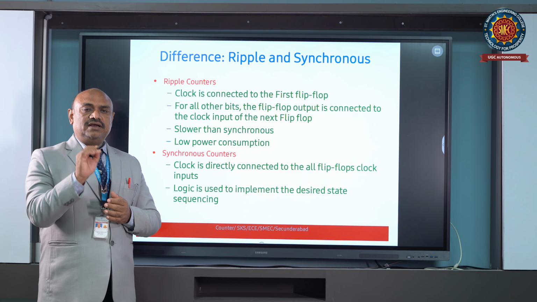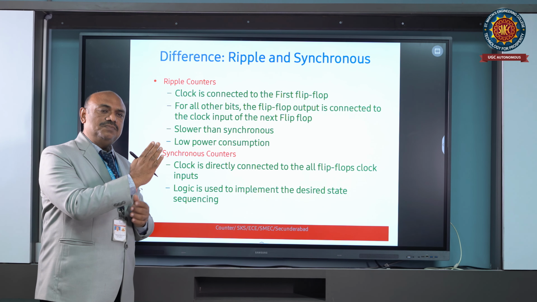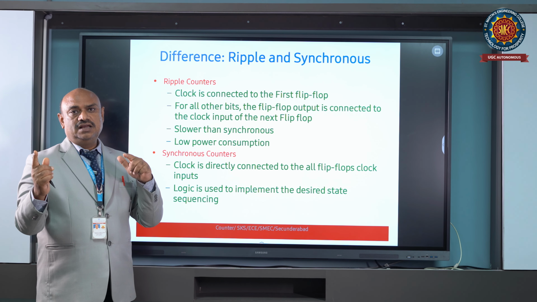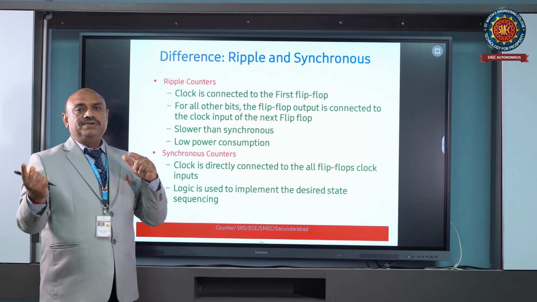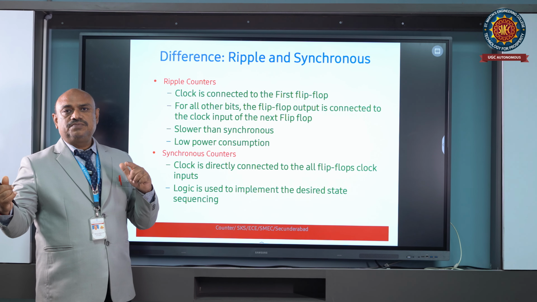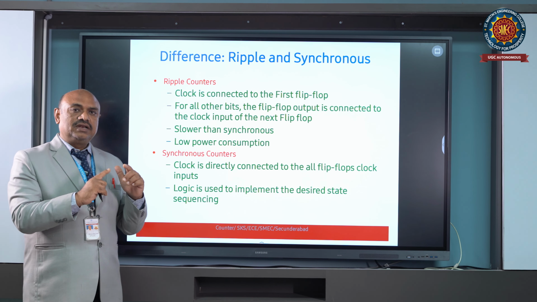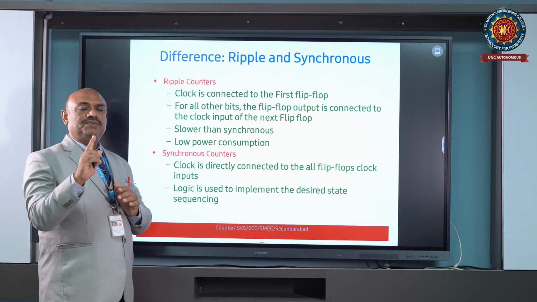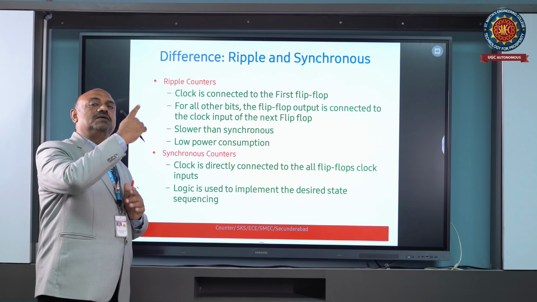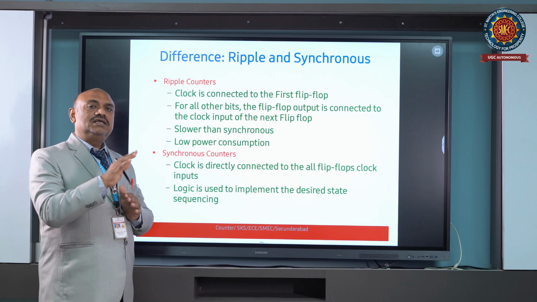Suppose there is a 4-bit counter. In a 4-bit counter, the first flip-flop will be given the clock pulse. The remaining flip-flops will not be given the clock pulse directly. The second flip-flop's clock pulse will be taken from the output of the previous flip-flop. Similarly, the third flip-flop's clock pulse will be taken from the output of the previous flip-flop. Therefore, only the first flip-flop is given the clock pulse, and all the remaining flip-flops are driven by the previous flip-flop. Therefore, it is not synchronized. It is an asynchronous counter.